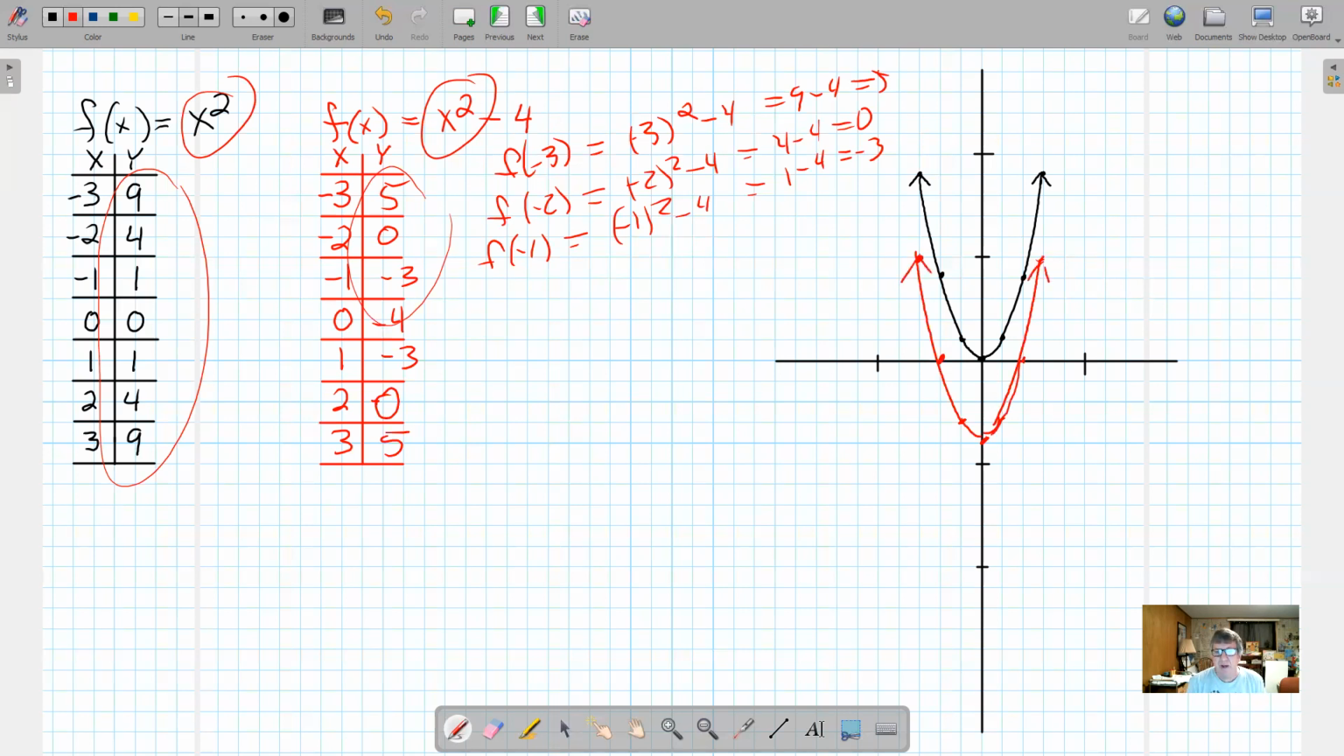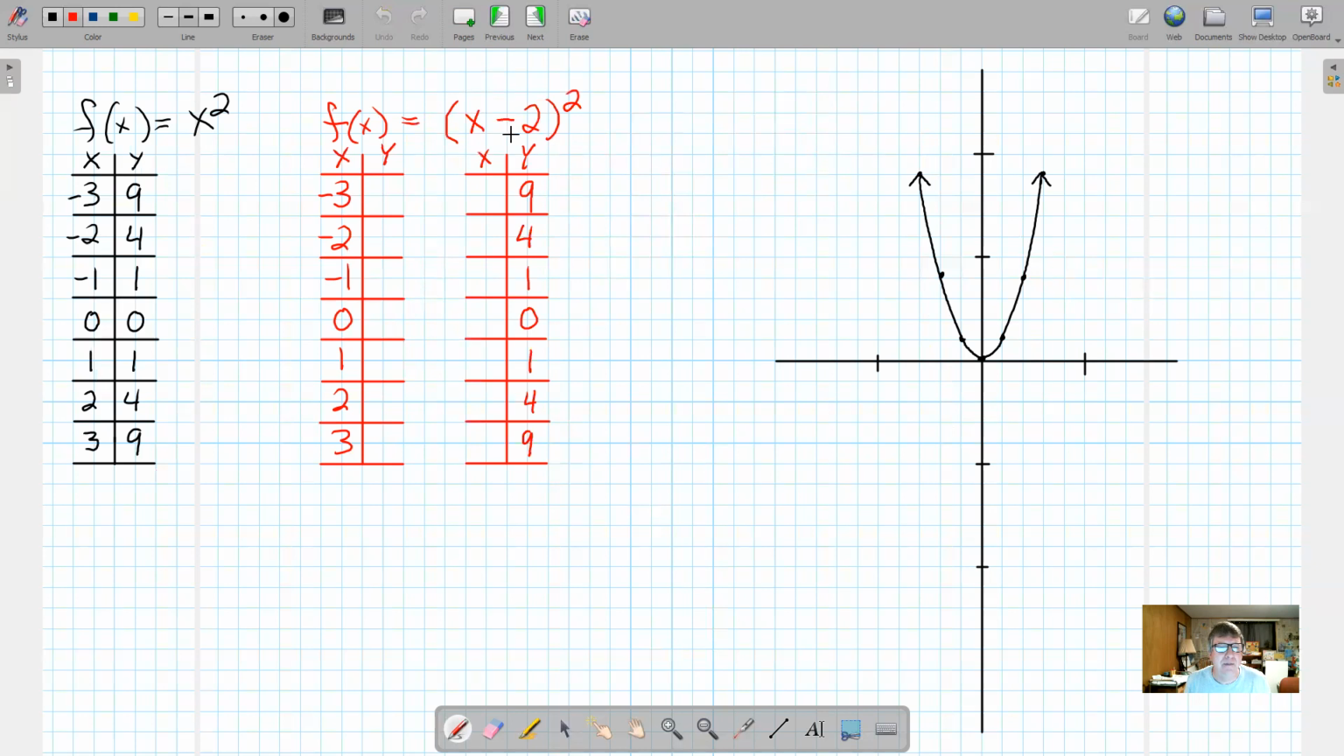Again, the red graph is the same shape as the black graph, except now what's happened? This -4 outside of the x squared term has caused a vertical shift downward. So if we have y equals x squared, if we add a number outside, it moves it up that far. If we subtract a number outside, it moves it down that far. Okay, let's go to the next graph.